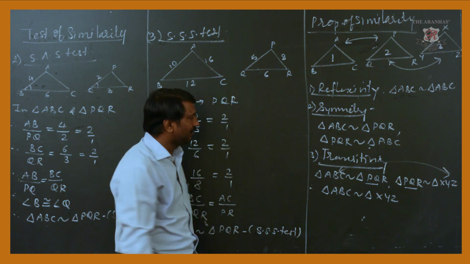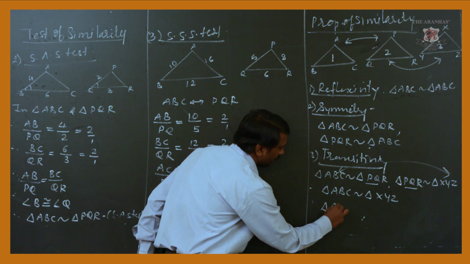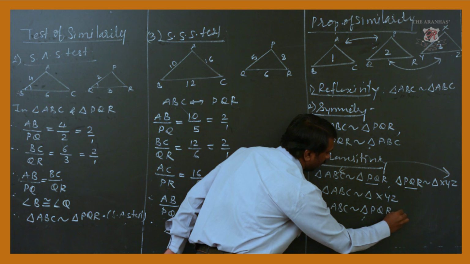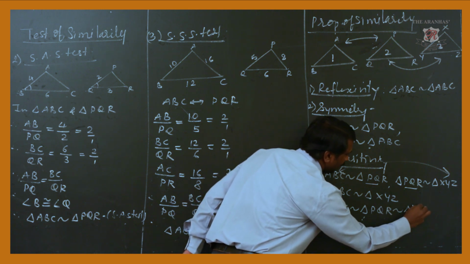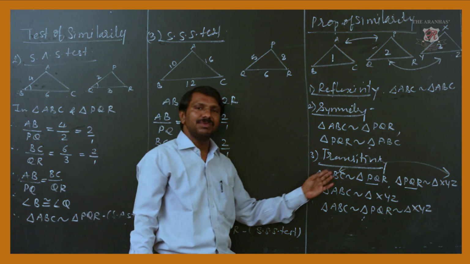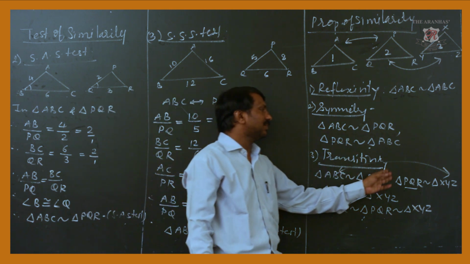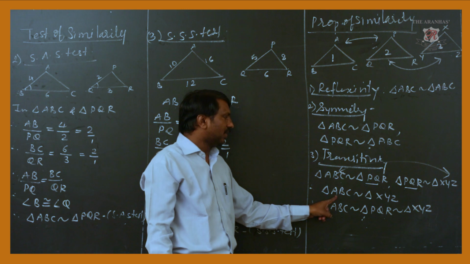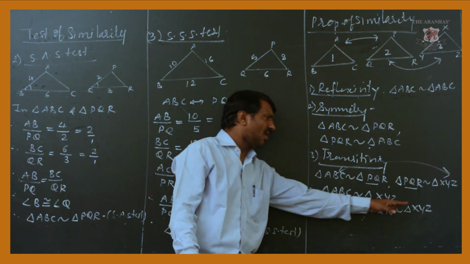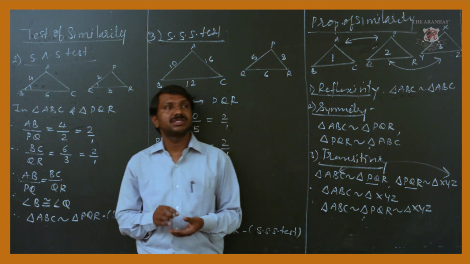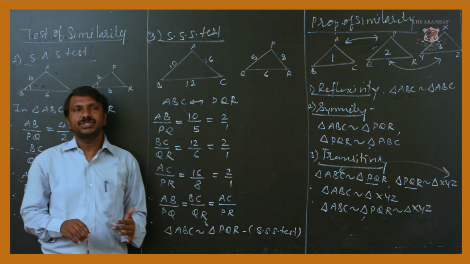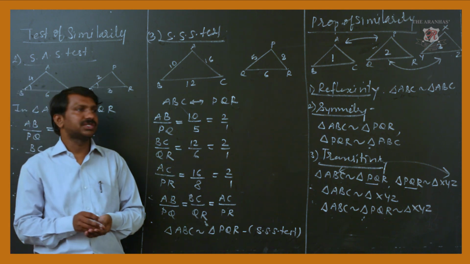In short, we can write triangle ABC is similar to triangle PQR, and it is also similar to triangle XYZ. So if triangle 1 is similar to the second and the second is similar to the third, then obviously the first and third are also similar to each other, and all three pairs of triangles are similar to each other. So these are the parts which we have to discuss to start our exercise.